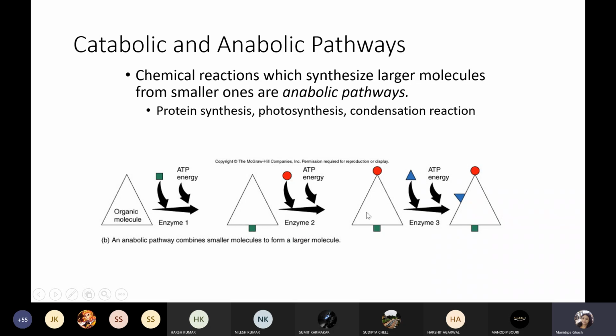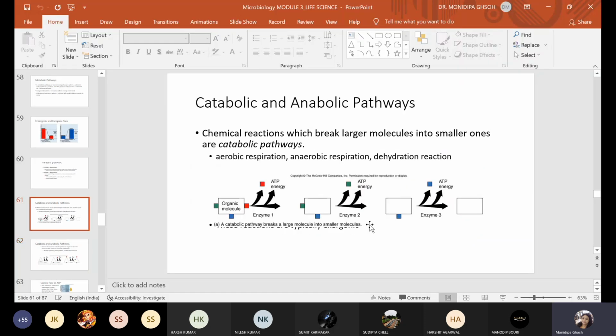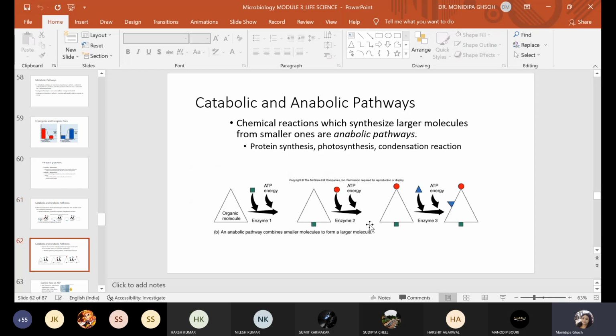So here, when you want to generate some more complex biomolecule, energy or ATP is invested, and where you want to use that biomolecule for the metabolic works, for the livelihood of a living organism, then energy is produced. There ATP is released. Here ATP is invested. In the case of catabolism, ATP is released.